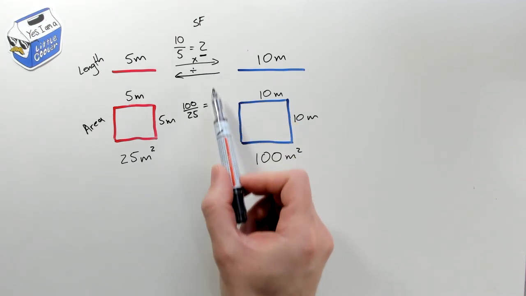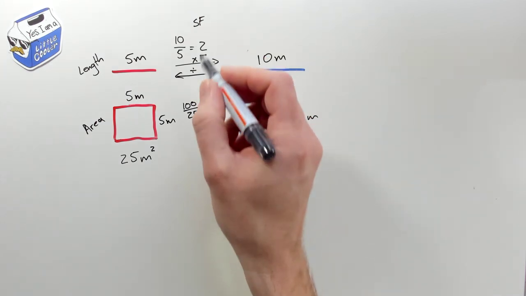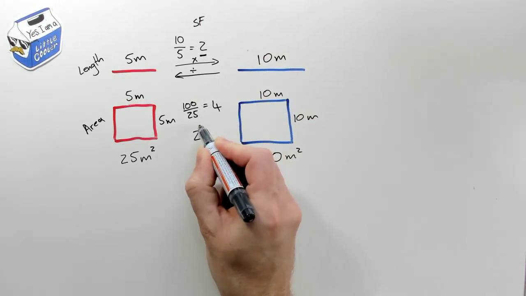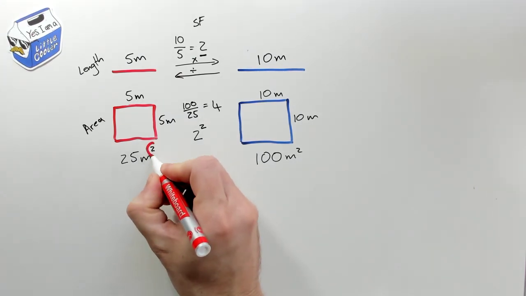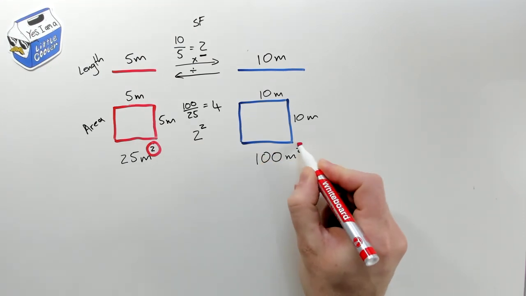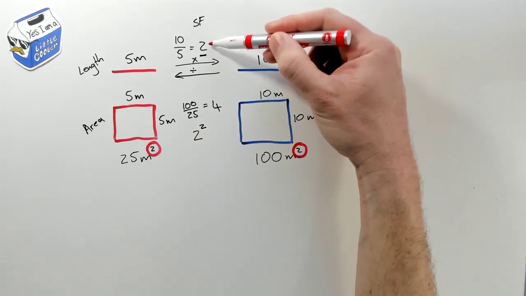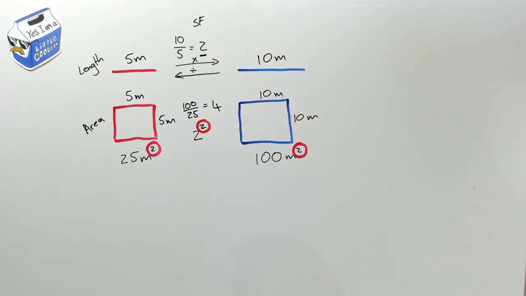Now, this 2 and this 4, you might think, okay, doesn't really look very significant, but it's actually a little trick. I can write 4 as 2 squared, right? And now you should be able to see that something magical is happening. My units are squared. The scale factor for the lengths was 2, so the scale factor for the area is just 2 squared.